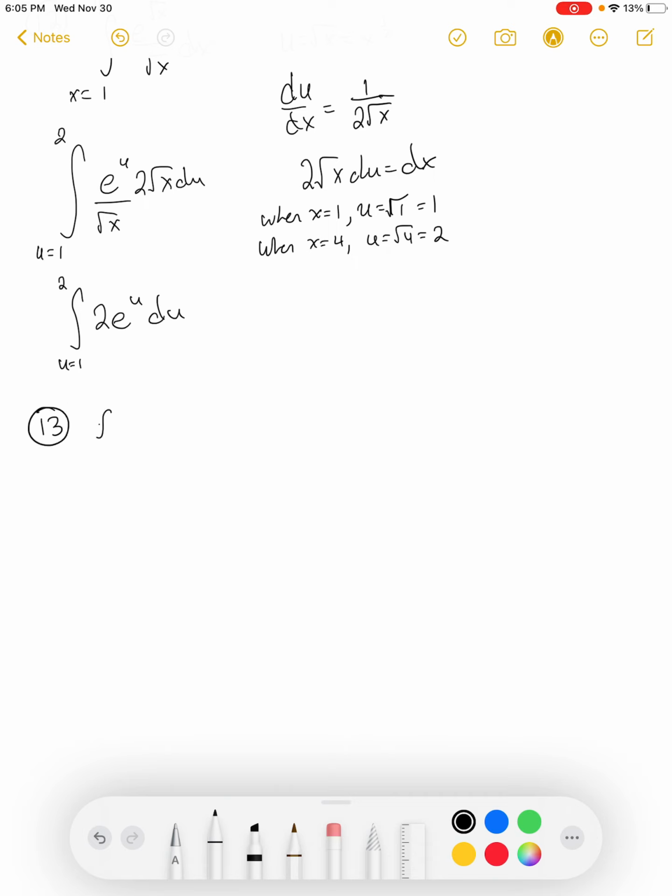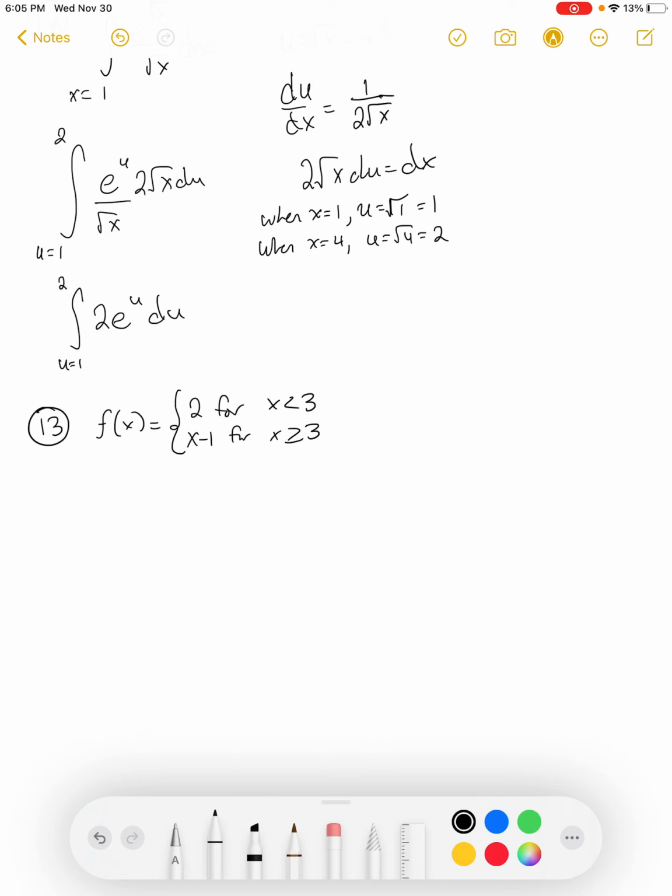So we have this function, f of x equals, what? F of x equals 2 for x less than 3, and x minus 1 for x greater than or equal to 3.